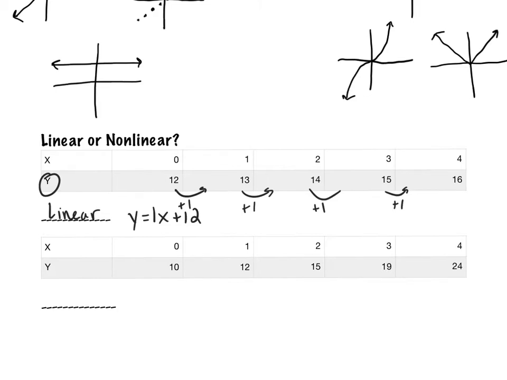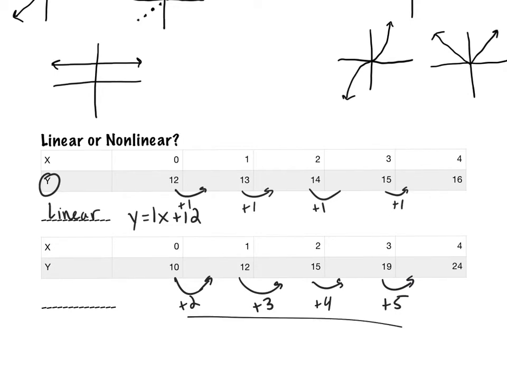So next one. How do I get from 10 to 12? Plus 2. 12 to 15? Plus 3. What do you notice? It's going up by 1 every time. So it's not the same difference. It'd be 2, and then the next one would be 3, and 4, and 5. So there's obviously a pattern here, but these numbers are not the same. So when you don't have a common constant difference, it's nonlinear. Okay? So that's how we see that.